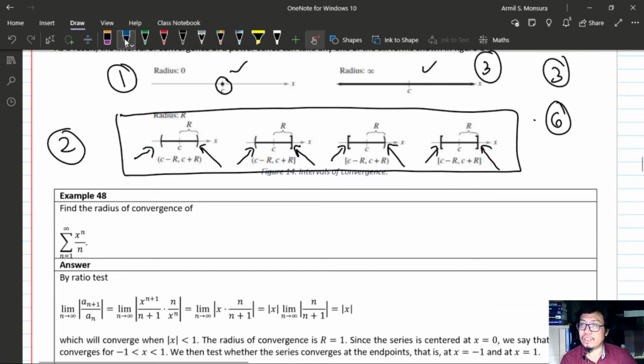Let's work on example 48 and demonstrate what this means. Let's find the radius of convergence of this power series. By the ratio test, we will find that your limit returns a finite number for a certain value of x. By the way, the center of this series is at 0. You should always take note of where the center of your series is.